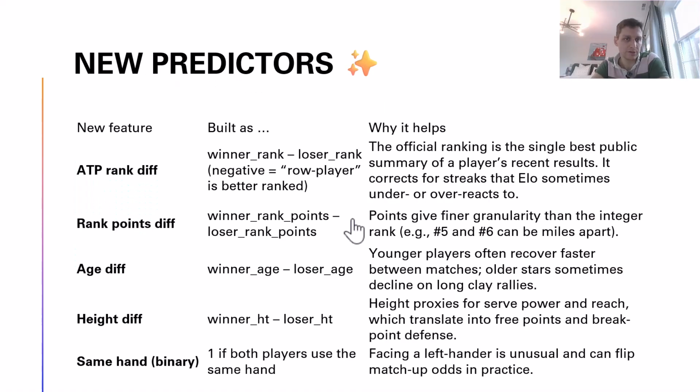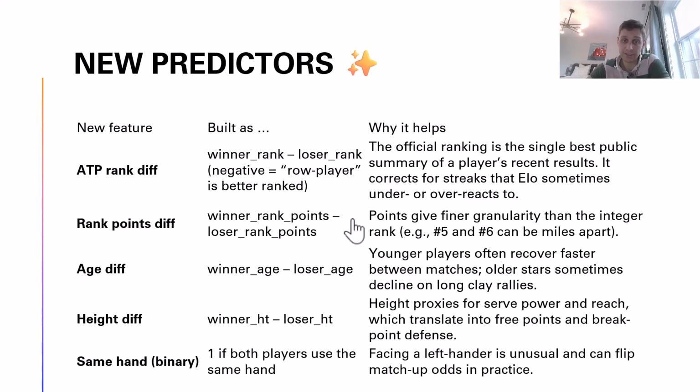So those are new predictors, like the ATP rank difference. So we've seen that it corrects some of the tricks that Elo sometimes under- or overreacts to. So we have two different ranking systems, which is actually quite good. They don't always correlate clearly, so we can see some patterns there. The rank point difference, so the winner rank points versus the loser rank points, and this gives us a finer granularity than just the integer rank.